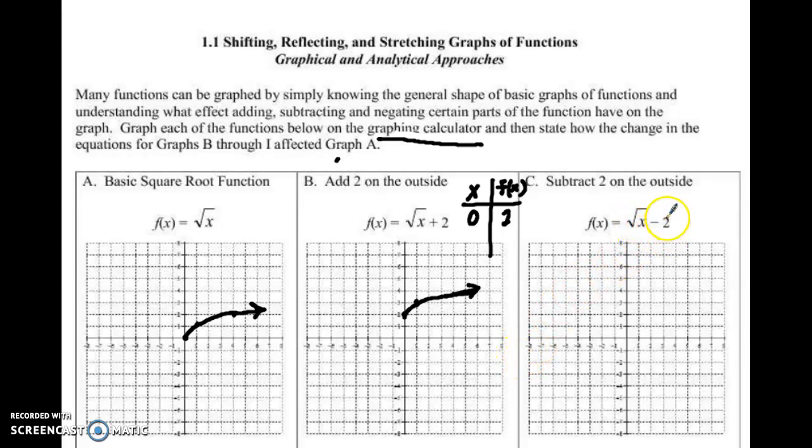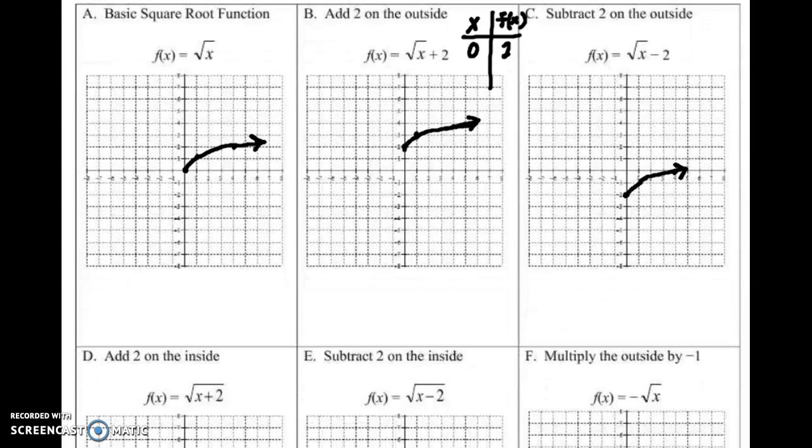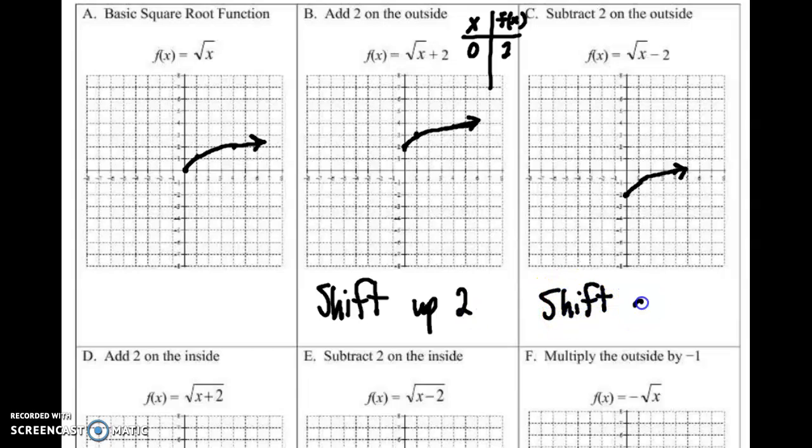Next one, really the same idea, except we are subtracting 2. And so what happens is these are different types of shifts. Alright, whoops, trying to scroll down. So letter B is a function that is shifted up 2. The fancy math term that we use is a translation. You probably saw that in Algebra 2.